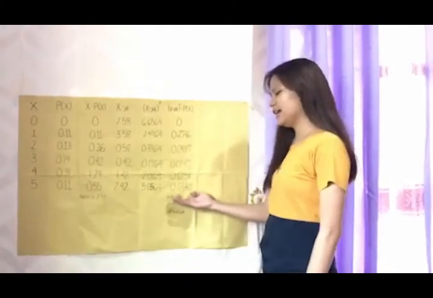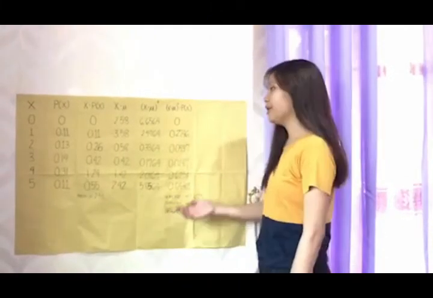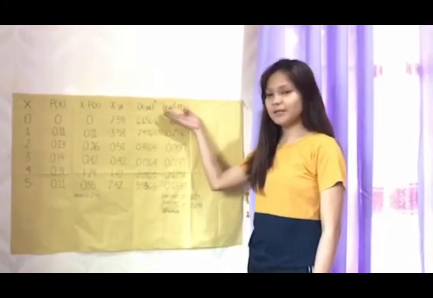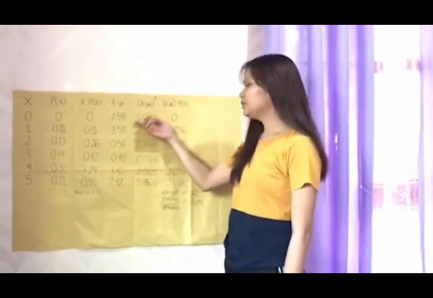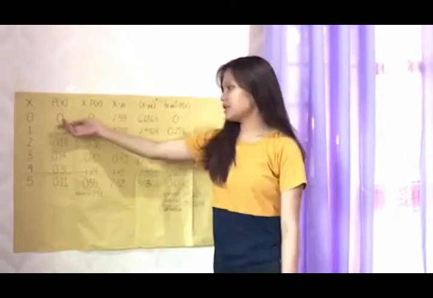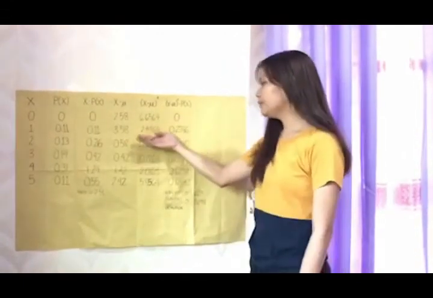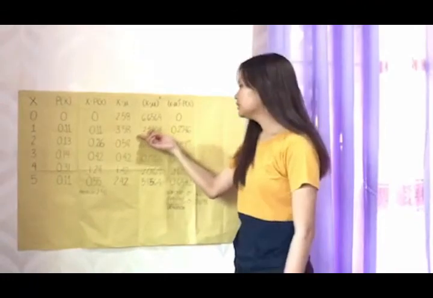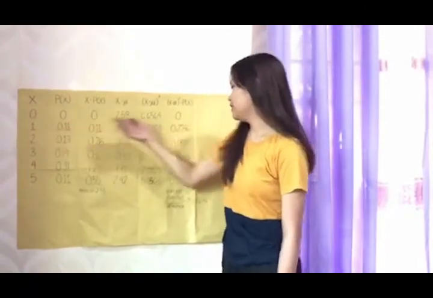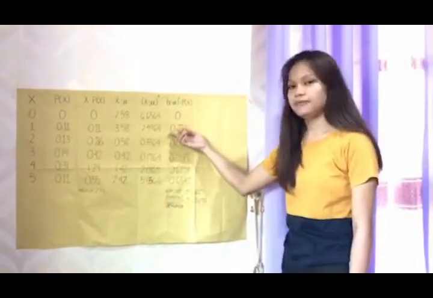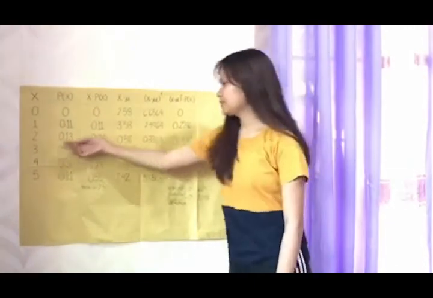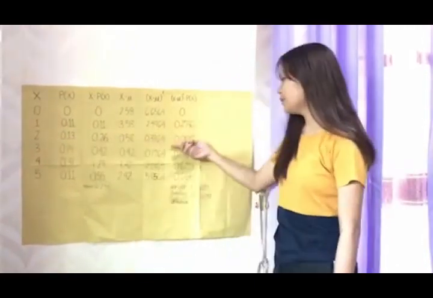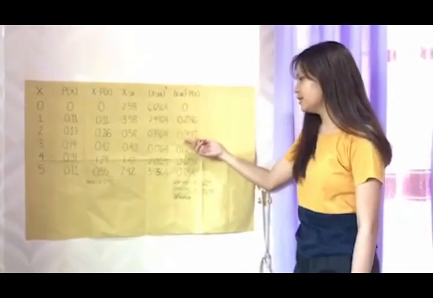To get the variance and standard deviation, we need to multiply (x minus mean) squared times p of x. So, 6.6564 times 0 equals 0. 2.4964 times 0.11 equals 0.2746. 0.3364 times 0.13 equals 0.0437.